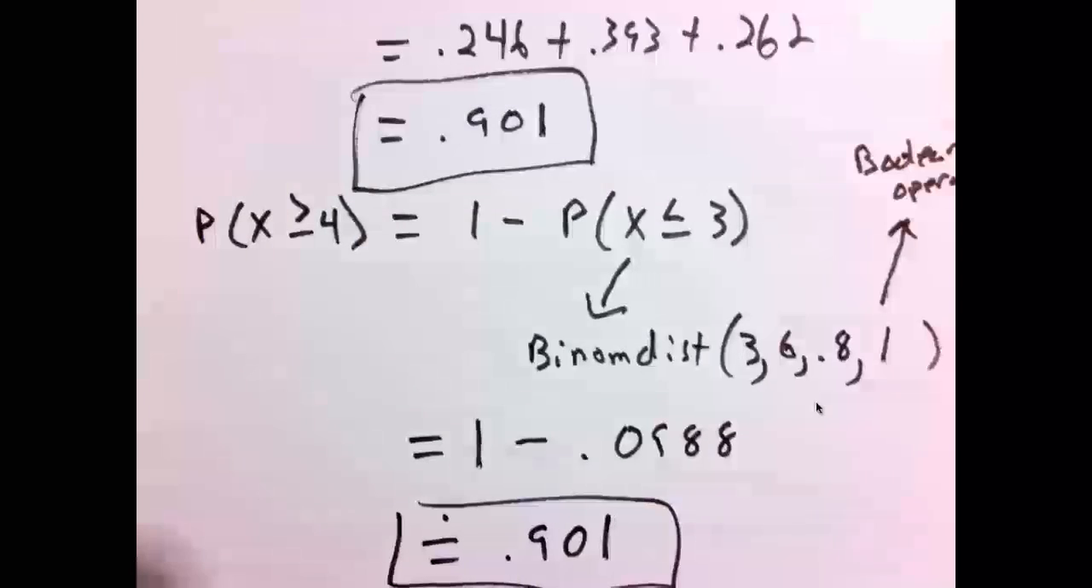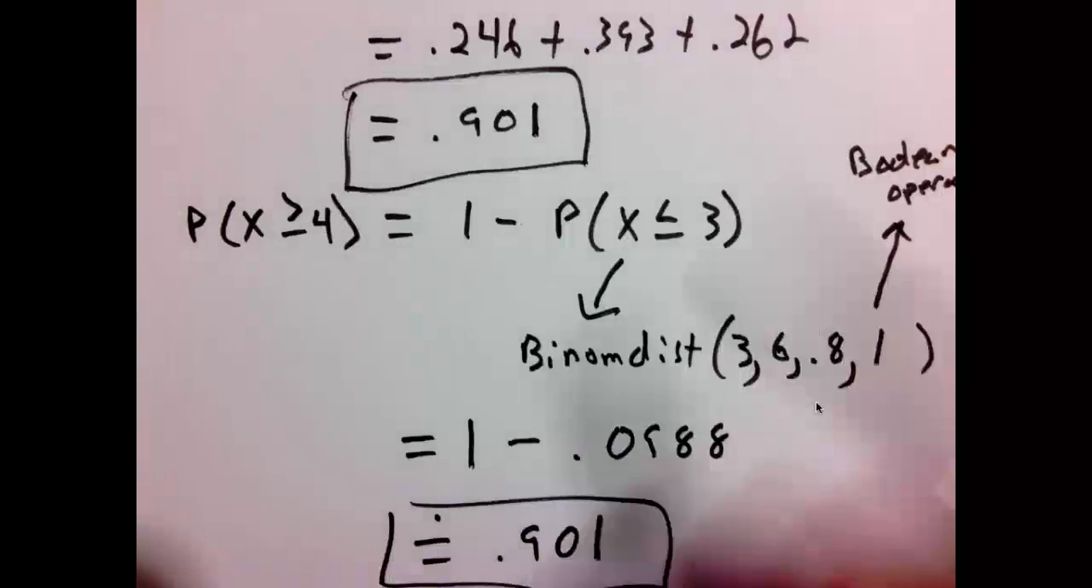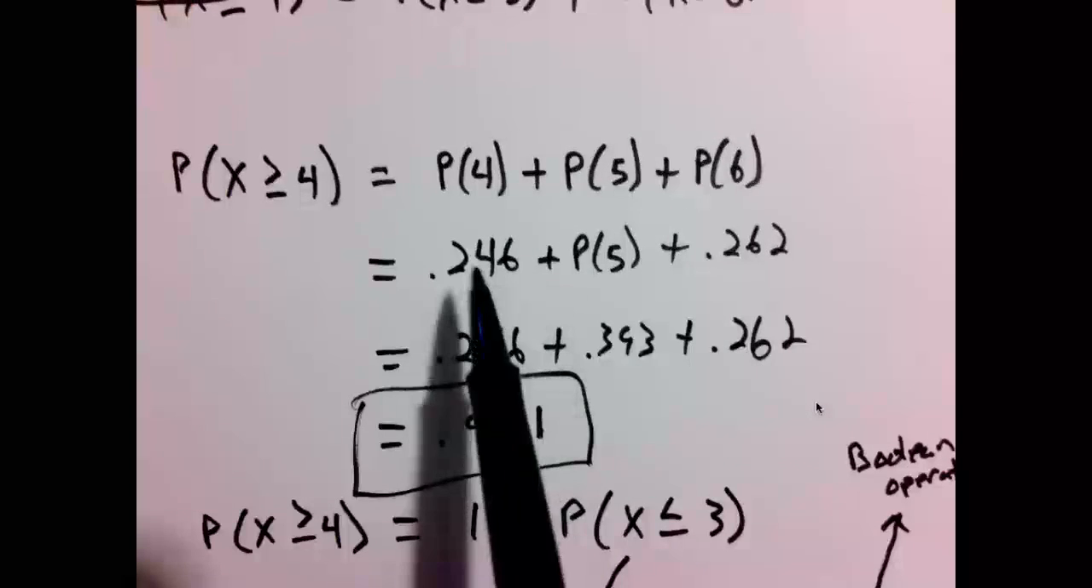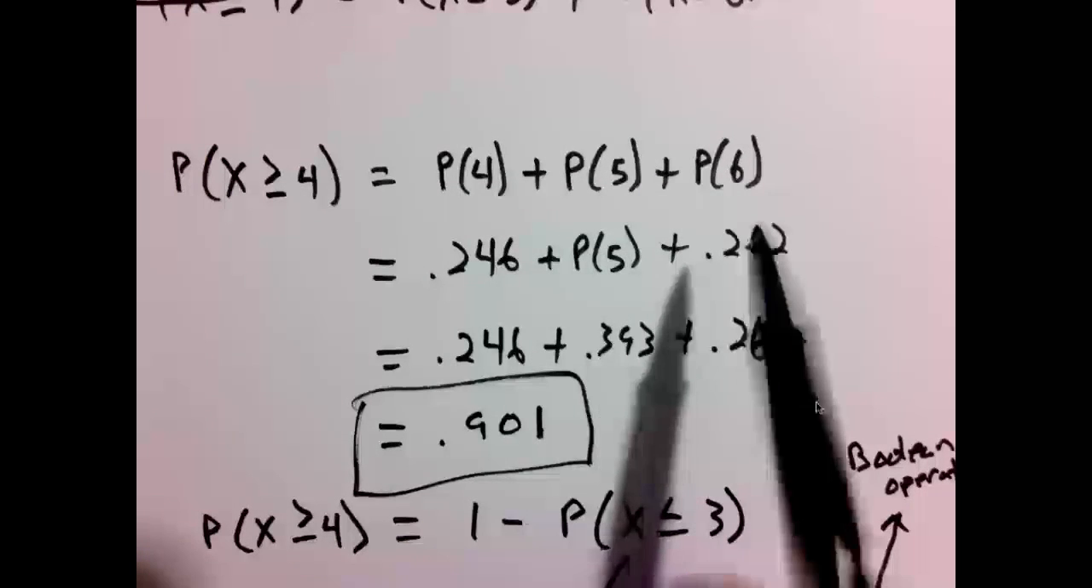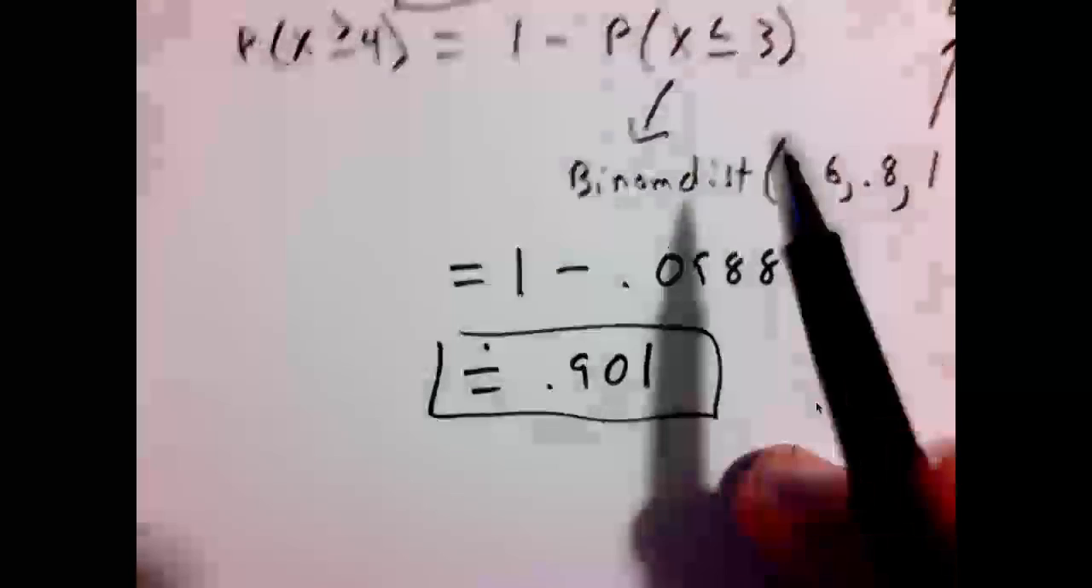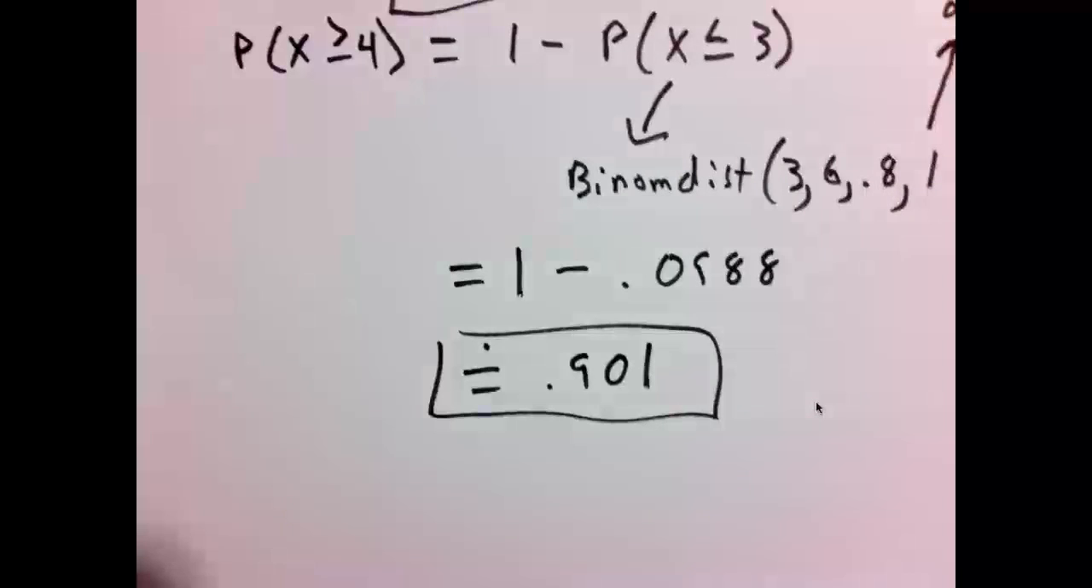Okay? So had we not already had those other two values, it would have been much quicker to find this strictly less than. All right, with that information, you should be able to answer the rest of those problems.